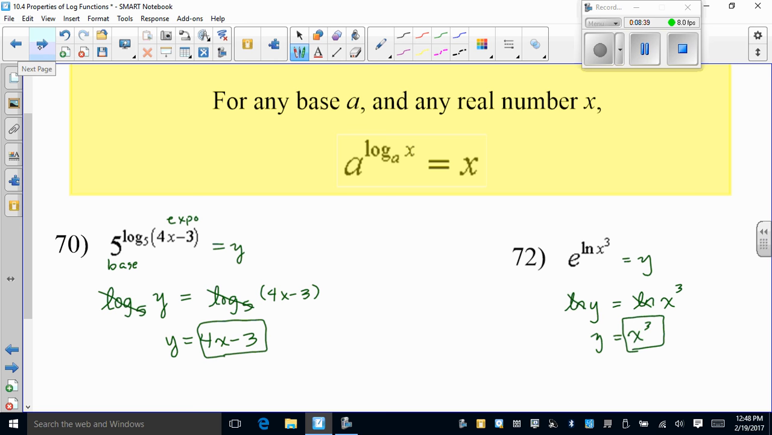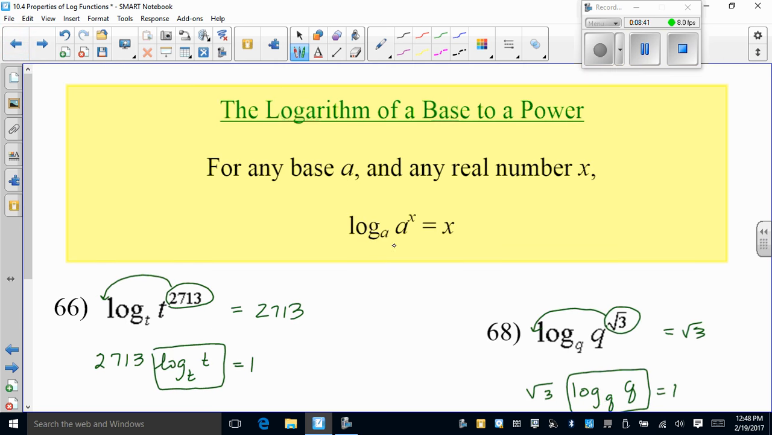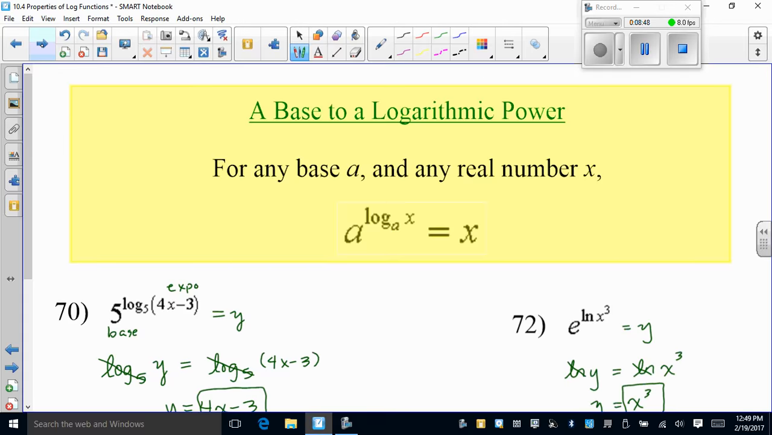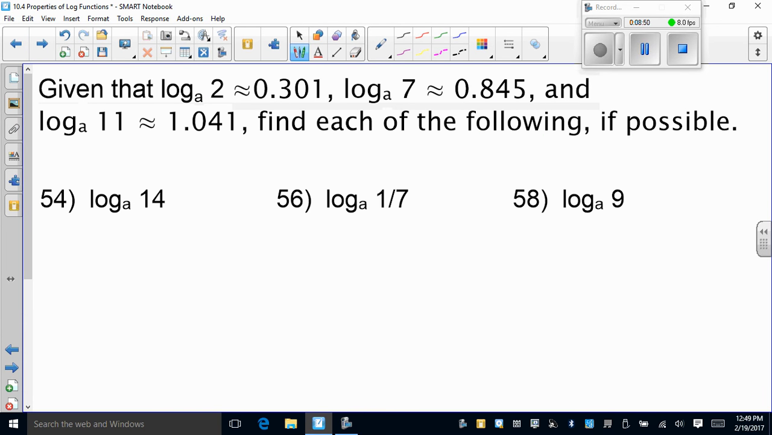That's the same over here. The base is equal to the base with an exponent on it. Drop them out. Okay, and then this is just getting you using some of those properties.